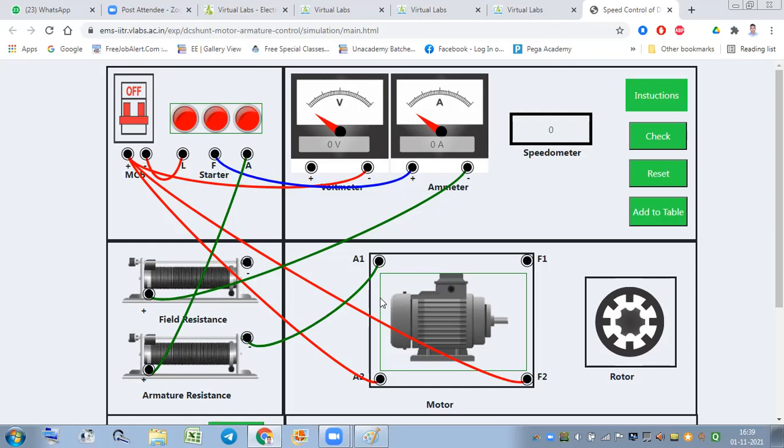I think it is clear. And the other terminal of the field resistance is also connected to the F1 field of the motor. Okay. And one terminal is left, that is the voltmeter. So that terminal is obviously connected to the E1.